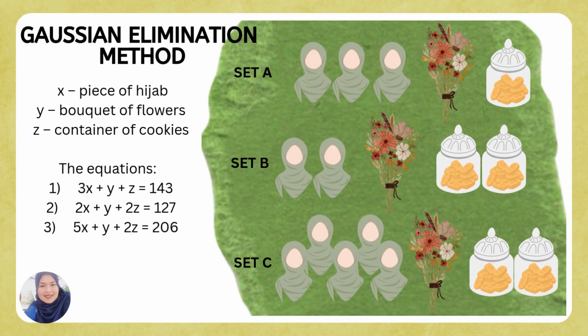Okay, so the first method that we choose is the Gaussian elimination method. From the question, we can take out 3 variables, where x is piece of hijab, y is bouquet of flowers, and z is container of cookies. So the first equation is 3x plus y plus z equal to 143. The second one is 2x plus y plus 2z equal to 127. And the third one is 5x plus y plus 2z equal to 206.